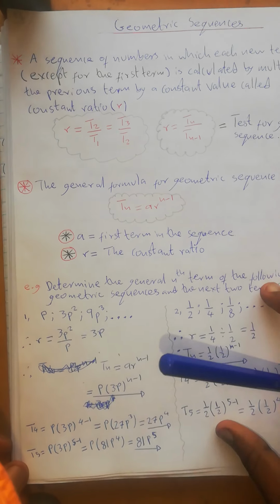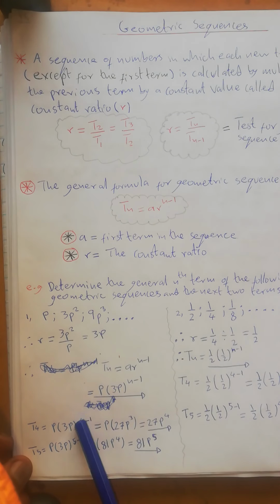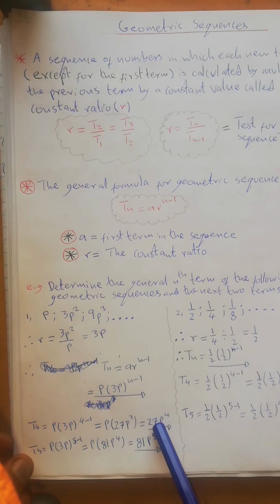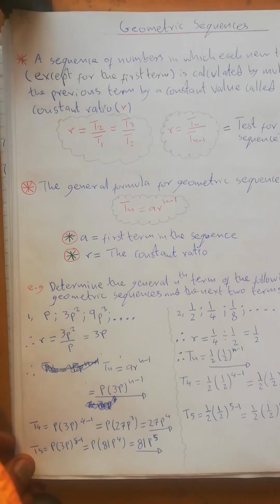So t4 is going to be p into 3p to the power n, where n is going to be 4 because we want the fourth term, n is 4, and then you'll get your fourth term to be 27p to the power 4. t5 is the same, p into 3p to the power n, where n is now 5 because we're looking for the fifth term. You'll get 81p to the power 5.